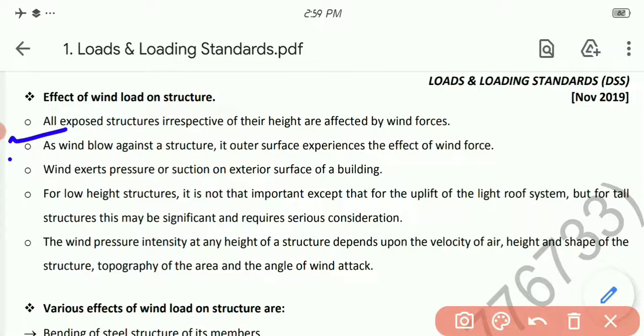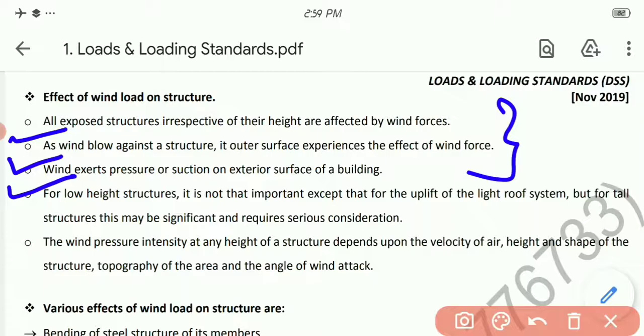All exposed structures, irrespective of their heights, are affected by wind forces. As wind blows against a structure, its outer surface experiences the effect of the wind force. Wind exerts pressure or suction on the exterior surface of the building. So let's discuss these 3 points.